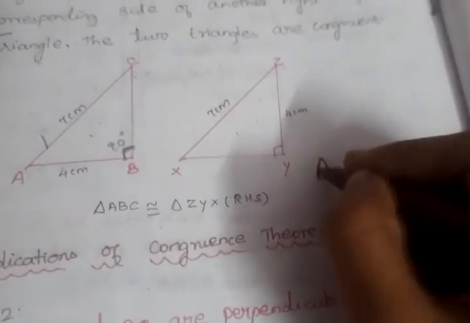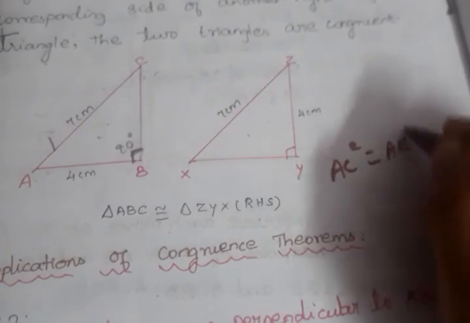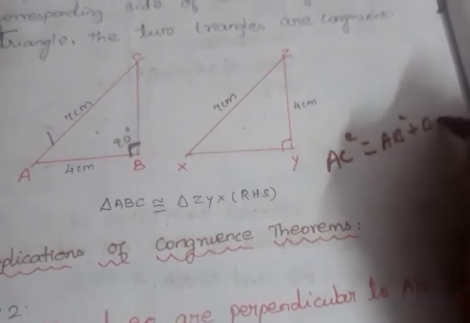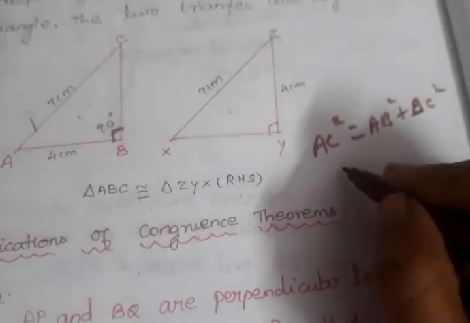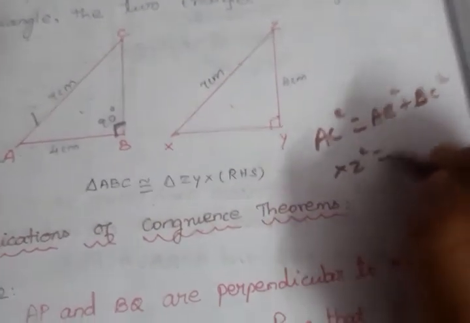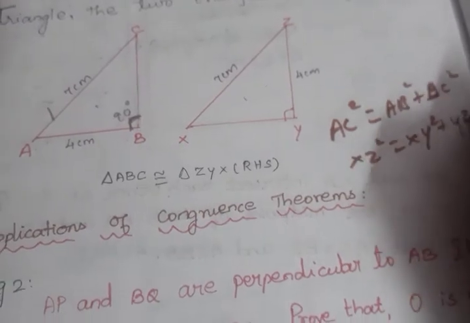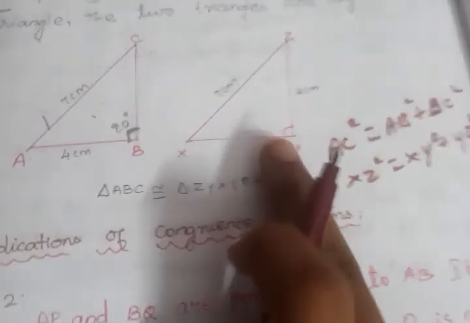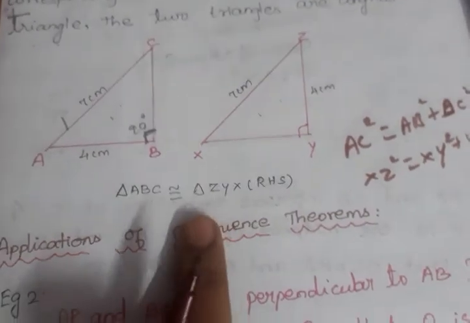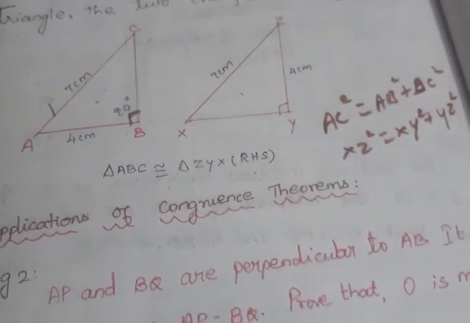So then AC square is equal to AB square plus BC square. Then XZ square is equal to XY square plus YZ square. So the hypotenuses are equal and the sides are equal, so the right angle triangles are equal. Triangle ABC is congruent to triangle XYZ. That is the right hand side theorem.